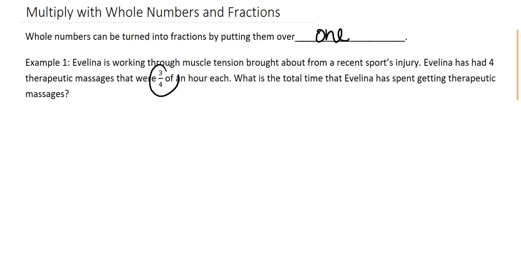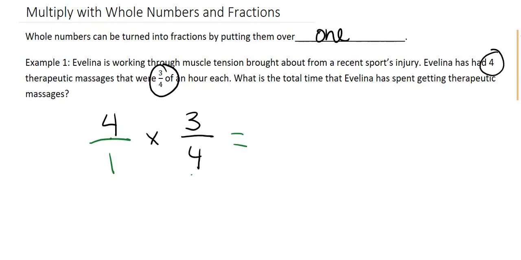So we're going to go ahead and multiply these two numbers together. So we have 4 times 3/4. Now we're going to make this into a fraction by putting it over 1, just like that. And now we can multiply. So we can go ahead and multiply, or we can reduce before we even begin to multiply.